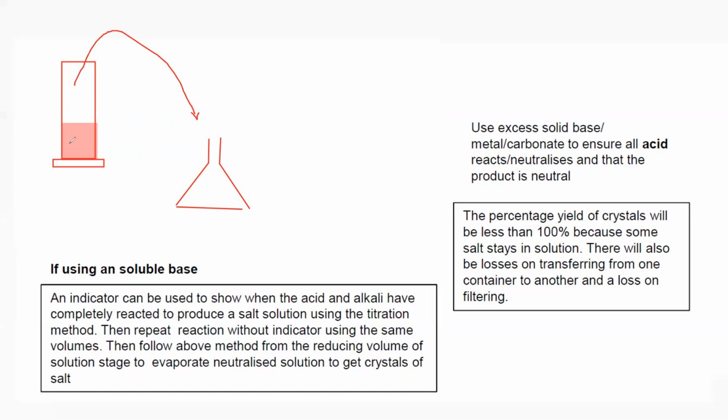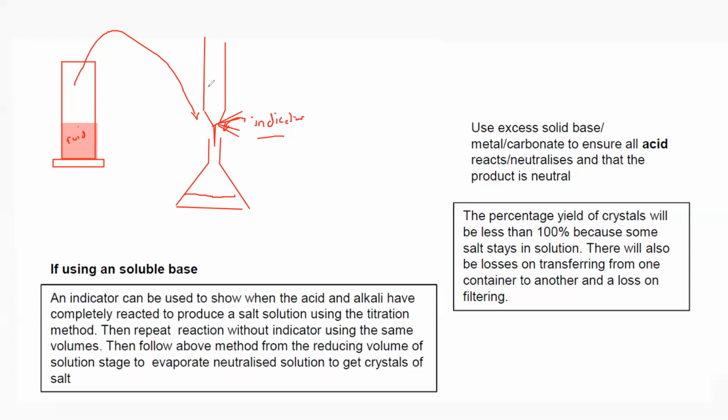So we have acid here. We add an indicator, which shows a color change when acid reacts with an alkali, and we fill the burette with the base. We open the tap, and from time to time we swirl the mixture so that the acid is completely mixed with the base.